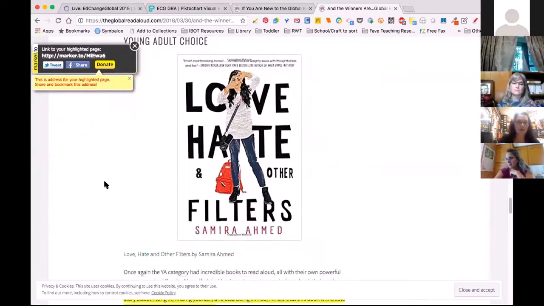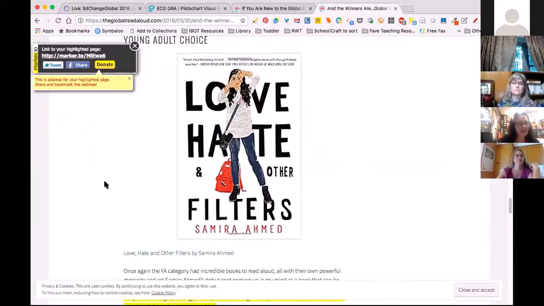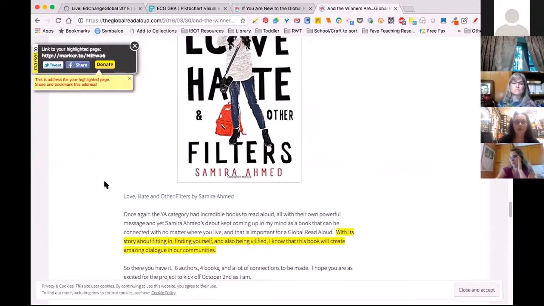And then the young adult choice is Love, Hate, and Other Filters, which I haven't gotten to read yet, but I've heard really good things about it. It's a story about fitting in, finding yourself, and being vilified.